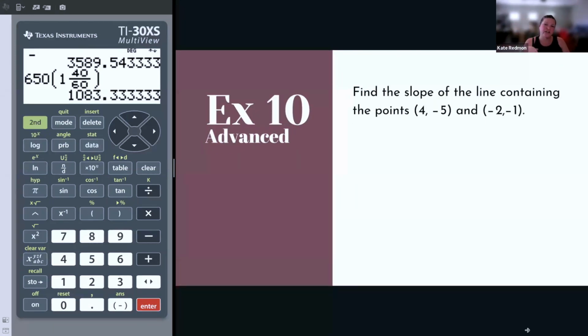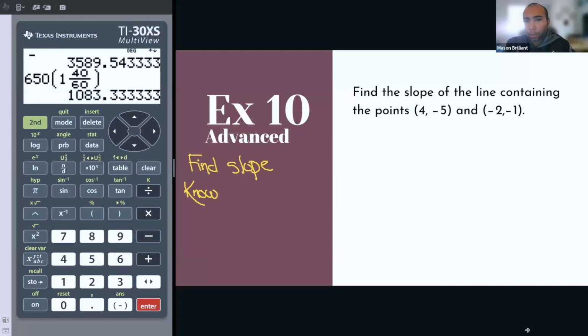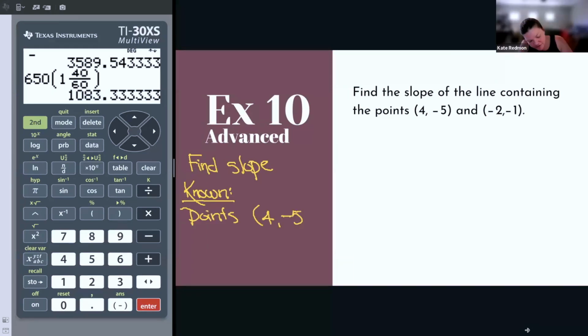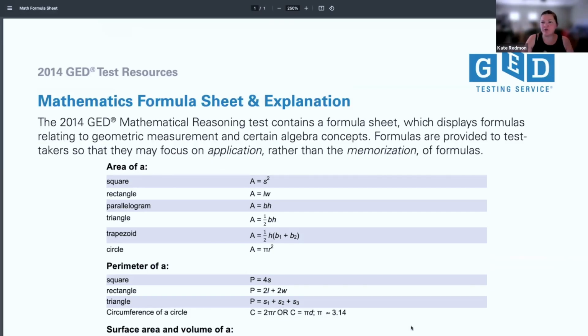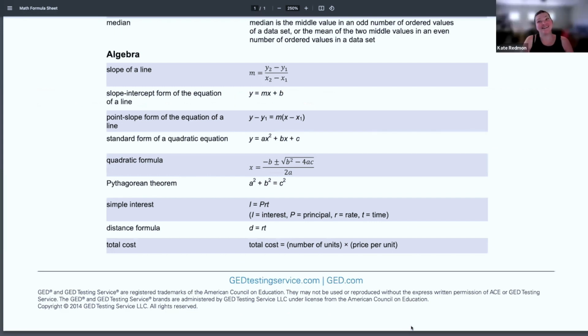So it says find the slope of the line containing the points 4, -5, and -2, -1. Mason, what am I looking for? A slope of a line. Beautiful. And Mason, what do I know? The points. See the comma in between? It's not 4 - 5. It's two separate numbers. 4, -5. Beautiful. And -2 and -1. Good. Okay, Mason, where do you think I should go on the formula sheet? Straight down to the bottom. Straight down to the random bottom. It's like random. Okay. Now we got to find the right formula.